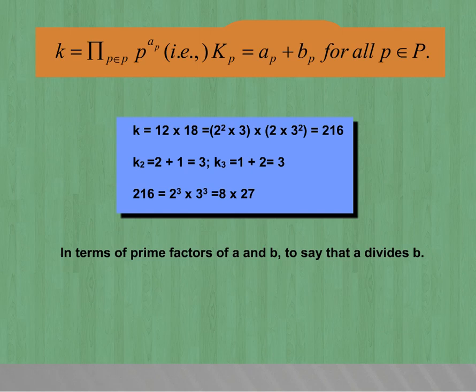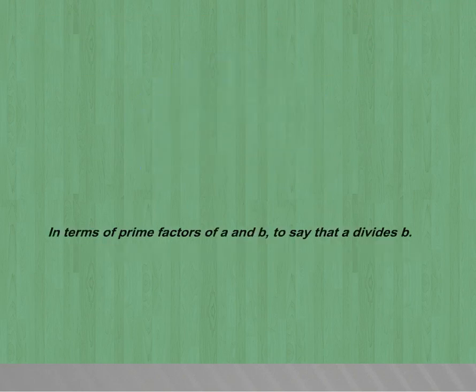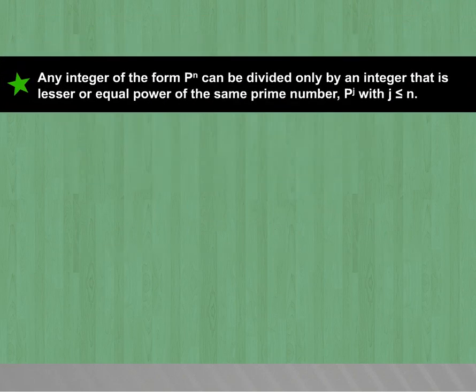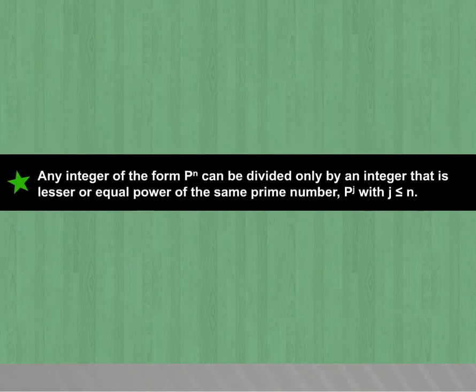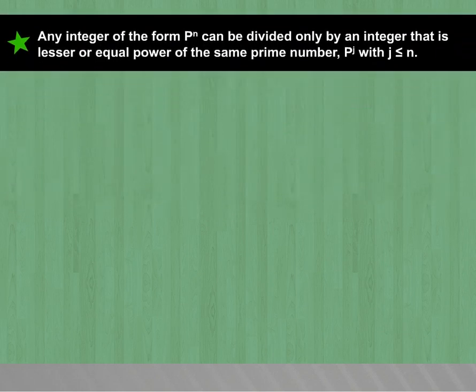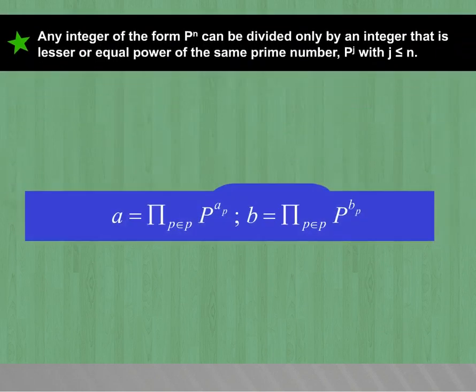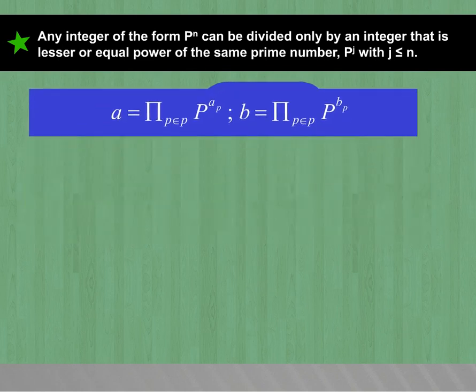In terms of prime factors of a and b, to say that a divides b: any integer of the form p power n can be divided only by an integer that is a lesser or equal power of the same prime number, p power j with j less than or equal to n. A is equal to the product over p belonging to P, p power ap. B is equal to the product over p belonging to P, p power bp. If a divides b, then ap is lesser than or equal to bp for all p.